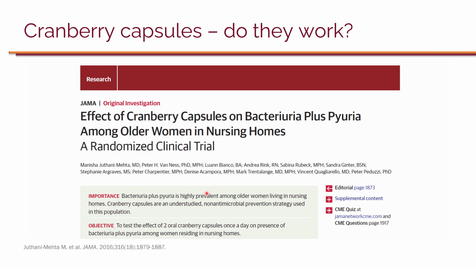This actually led to an RCT that was published in JAMA in 2016. This was the effect of cranberry capsules on bacteriuria plus pyuria. So this was an objective way of measuring whether cranberry can prevent adherence of E. coli to the urinary tract. They wanted to test the effect of 2 oral cranberry capsules once a day on presence of bacteriuria plus pyuria among women residing in nursing homes. And they found no statistically significant difference between placebo and cranberry.